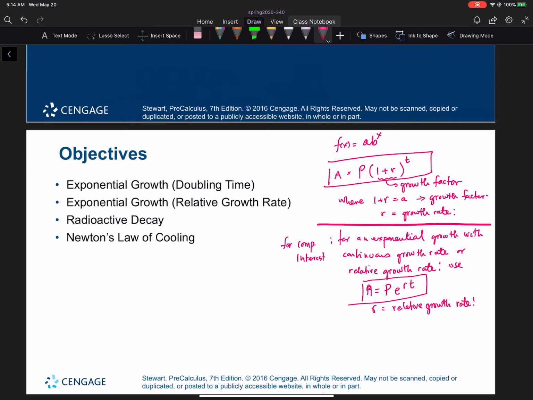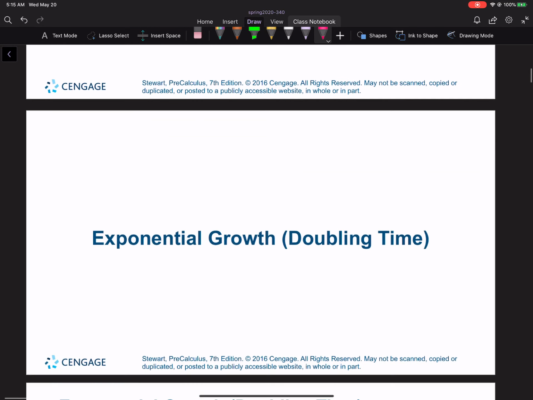We knew this when you're compounding in a specific time period, whereas continuously meant that every moment, every instant, you were compounding the amount that you had at the bank. Okay, so let's do a little recap.